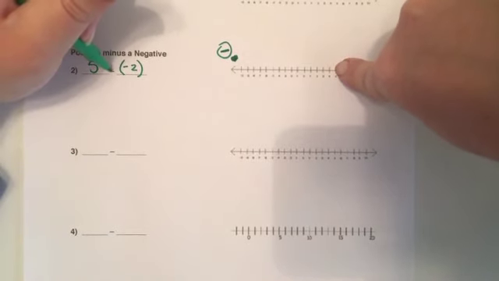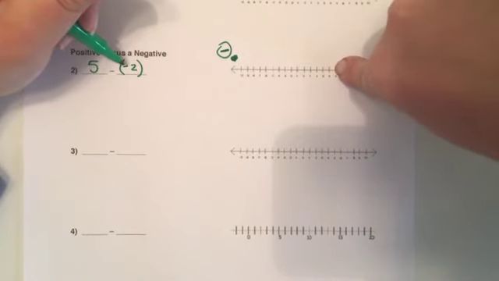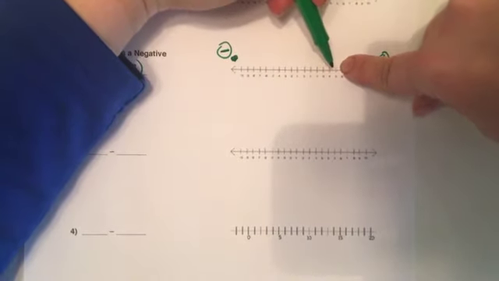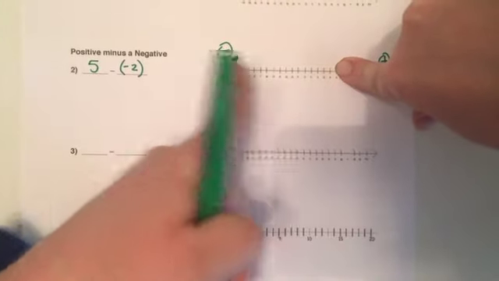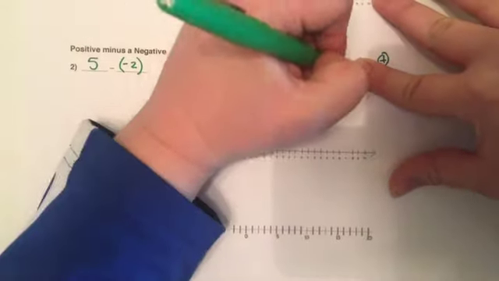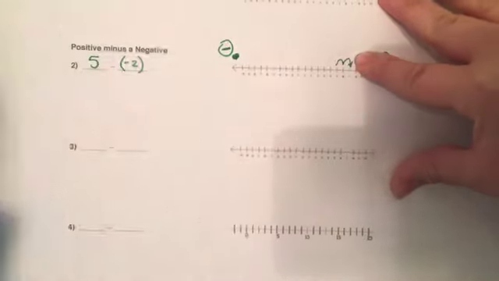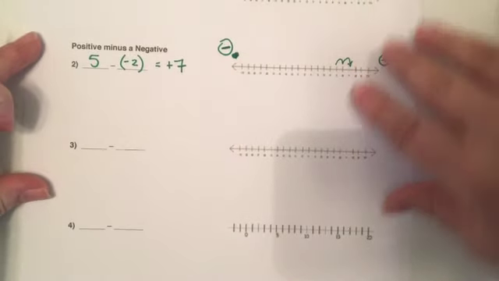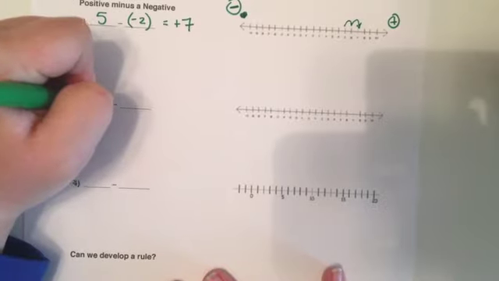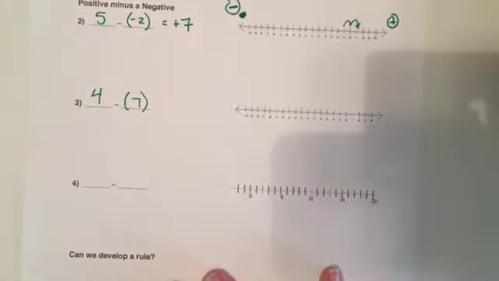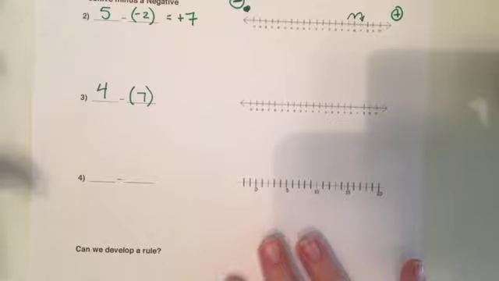But since we're subtracting negative 2, I'm then going to move my finger backwards 2 spaces. So I'm actually going to move it to the right. Because my finger is facing to the left, I'm going to move my finger back 2 spaces, which would mean that my solution is going to be positive 7. I want you to try this next one on your own. We're going to do positive 4 minus negative 7. Go ahead and pause the video and restart it as soon as you're ready to check your answer.